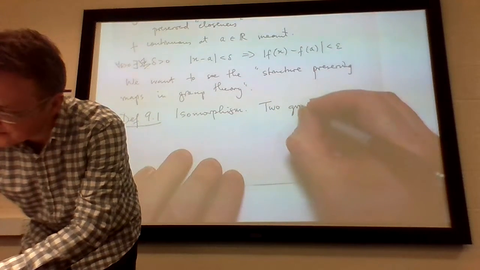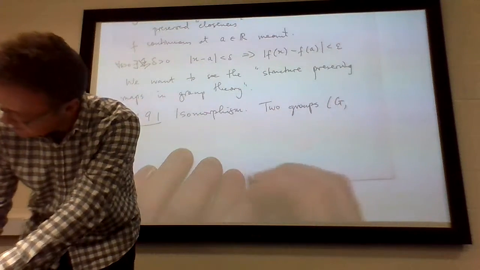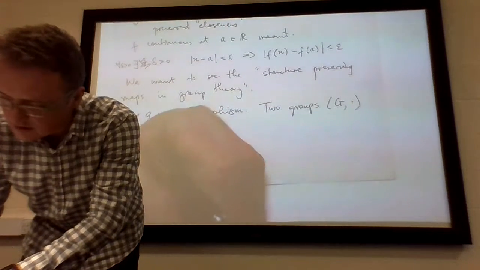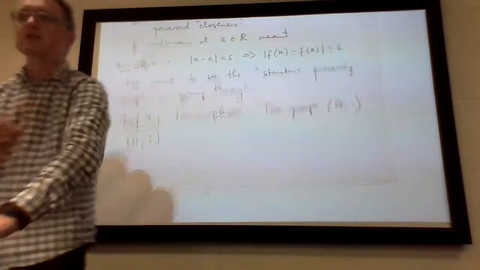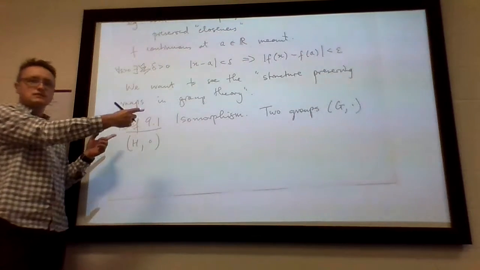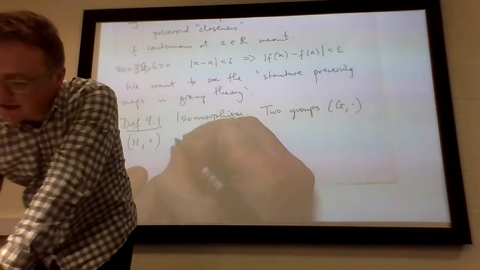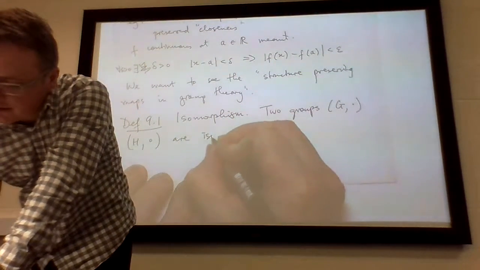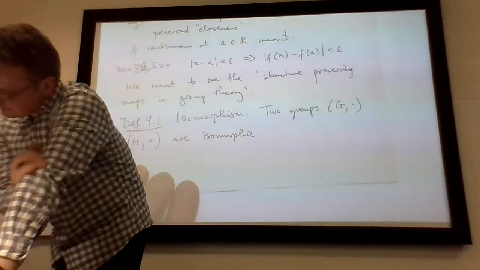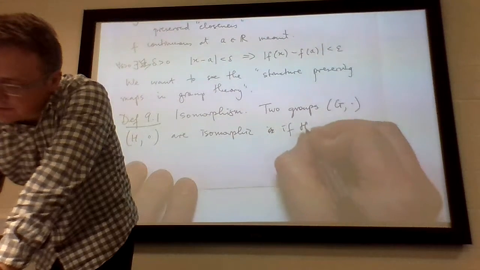So two groups. Now we're going to talk about a group G and a group H, but we're going to reintroduce names for the operations. So G has a dot operation. H has a circle operation. So two different sets, probably. Two different operations. These are isomorphic if there is a bijection.